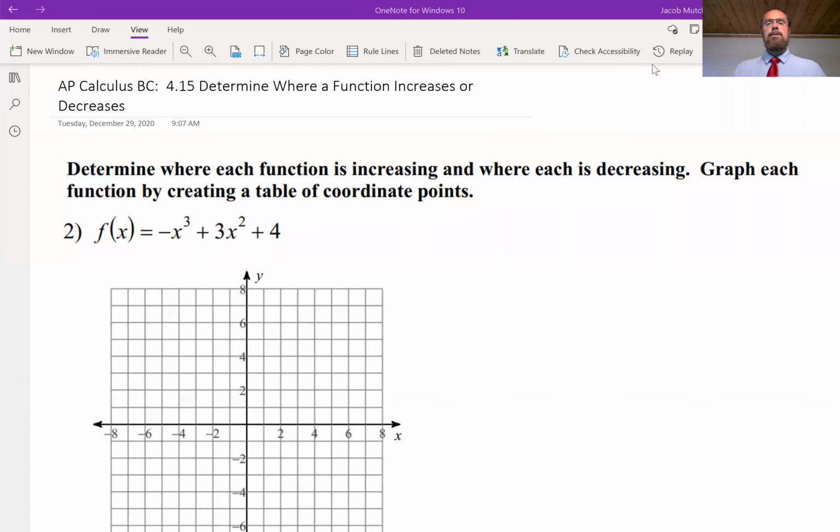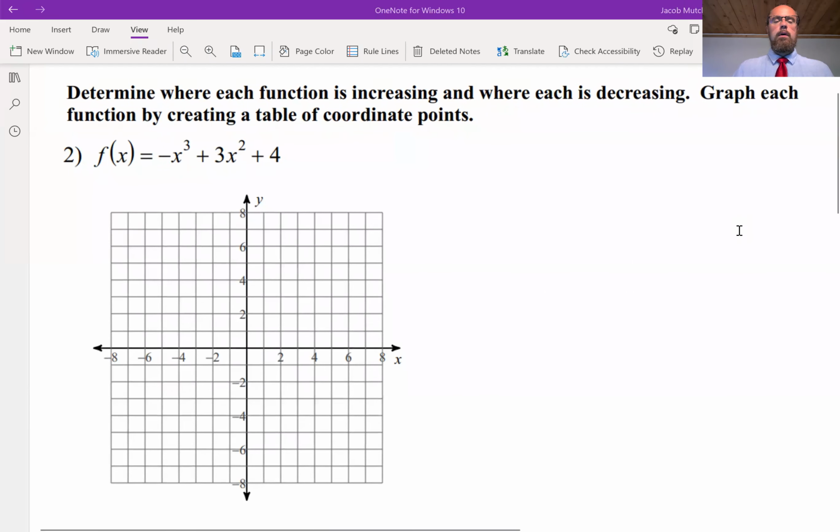Welcome to Calculus. Today we will investigate determining where on its domain a function increases or decreases. We'll take a look at two examples, and we'll start with a cubic function, f of x equals negative x cubed plus 3x squared plus 4.